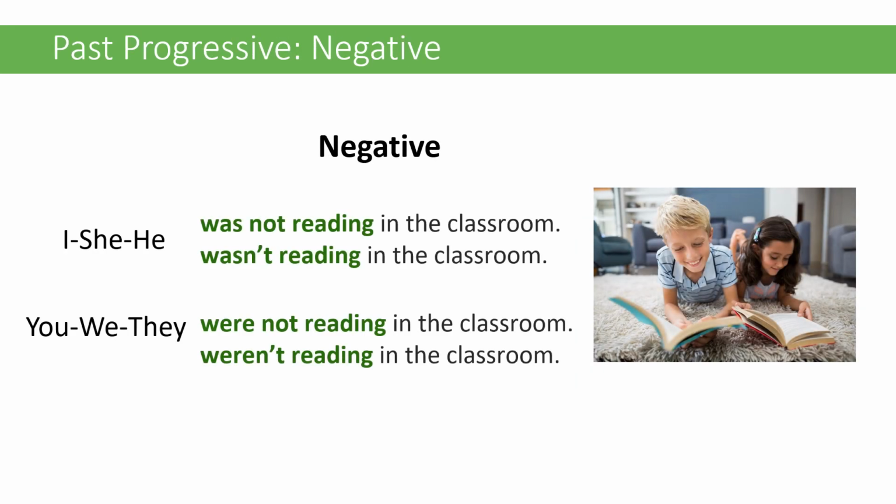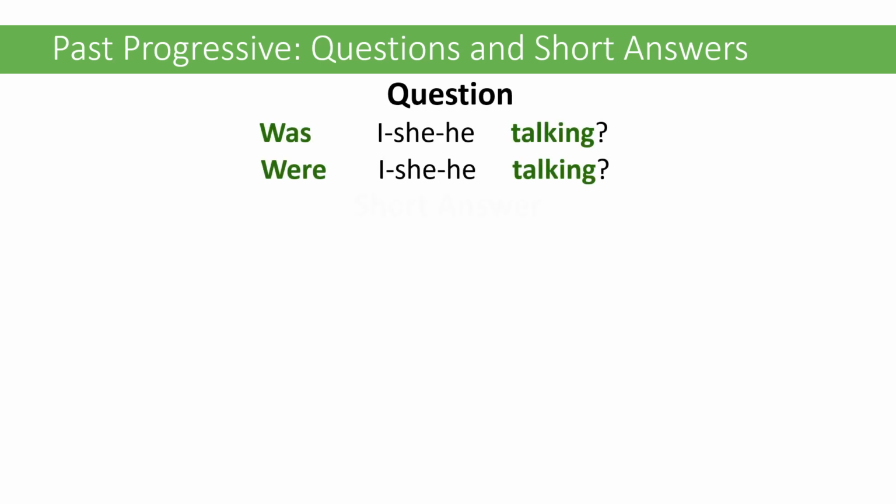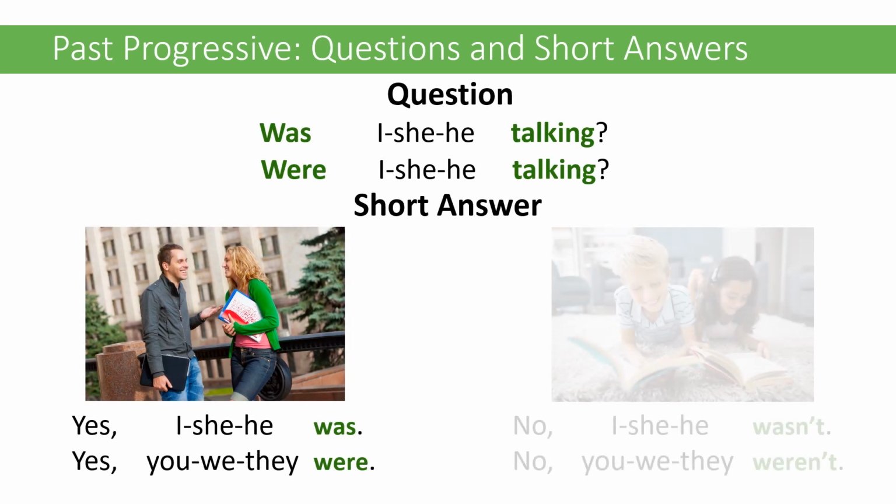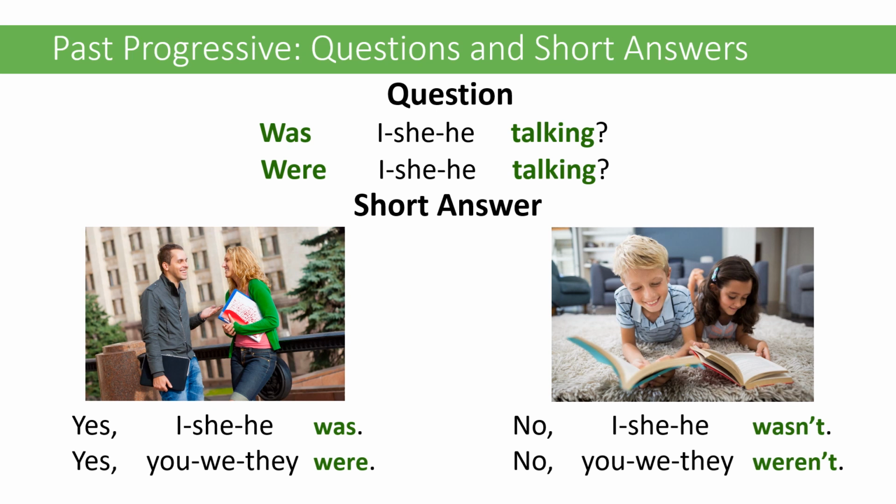So to make negative statements, we add not between was or were and the main verb. We often use contractions in spoken English. So was not becomes wasn't, were not becomes weren't. So I wasn't talking, they weren't talking. For questions, start with was or were. So look at the examples. Was she talking? Yes, she was. Were they talking? No, they weren't.